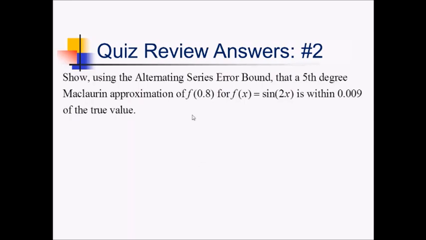For this problem, they want us to show, using the alternating series error bound, that a 5th degree Maclaurin approximation of f of 0.8 for sine of 2x is within 0.009 of the true value. So we have this Maclaurin approximation using sine of 2x. We're going to write out a bit of this series, just enough to do this problem. Since they are talking about a 5th degree approximation, whatever the x to the 5th term is in this series, we need to go one more term so that we can use alternating series error bound, because this relies on the next term.